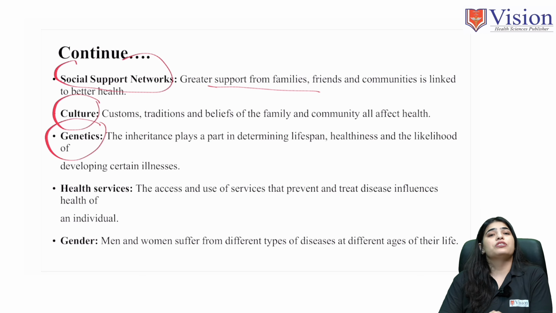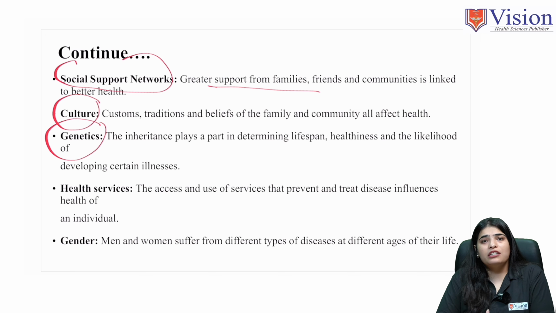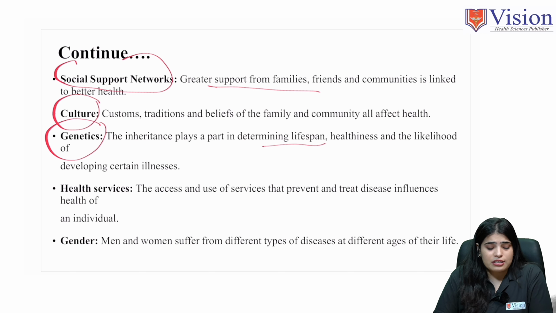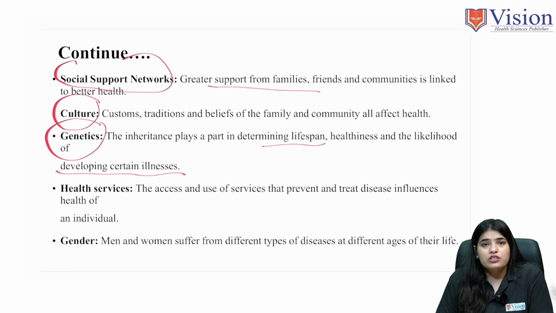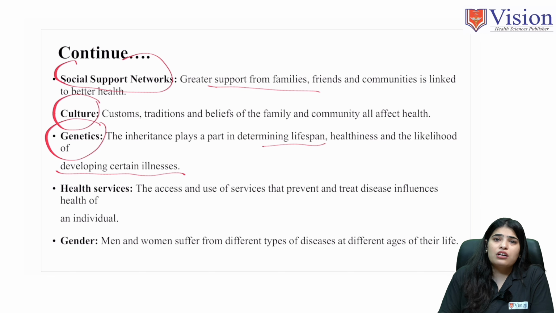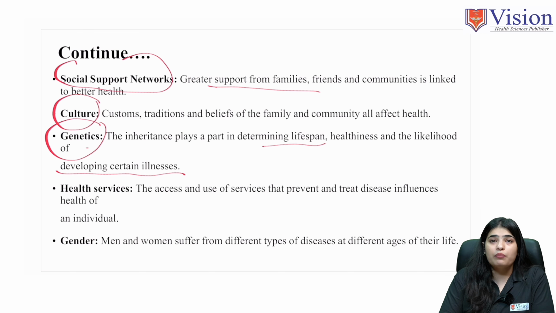The next factor is genetics. As we all know, students, there are so many disease conditions which are related to genetics. Even our lifespan and our likelihood of getting disease conditions are related to our genetics. The most common examples of this are Down syndrome, diabetes mellitus, even cancer. These are all disease conditions which have a genetic predisposition. So genetics is an important factor which is influencing our health.